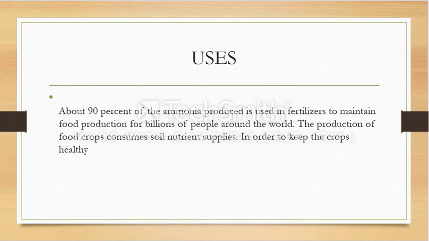Uses. About 90% of the ammonia produced is used in fertilizers to maintain food production for billions of people around the world. The production of food crops consumes soil nutrient supplies, so fertilizers are needed in order to keep the crops healthy.